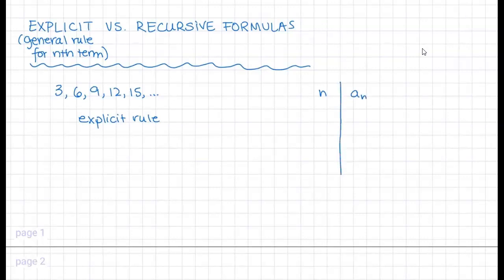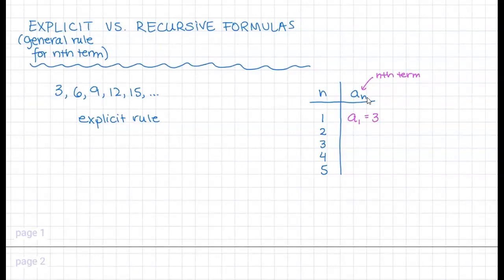I'm going to make a T-chart that looks like this. Now I've used a new notation here. N is going to represent the term. So we have the first term, the second term, the third term, the fourth term, and the fifth term. Those are the known ones here. A sub n is the nth term. So when n is 1, we have A sub 1, the first term, and the first term in this case is 3.